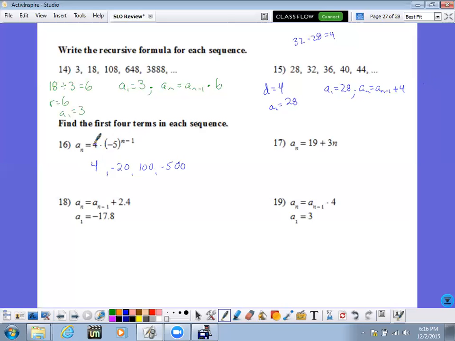You know your first term. If you know these things, well, what we just did with explicit, your first term is 4. Your ratio is -5. You can go ahead and start it. 4 times -5 times -5 times -5.